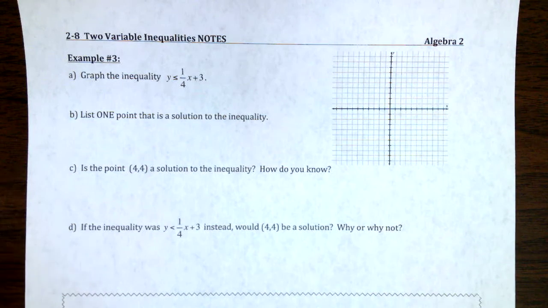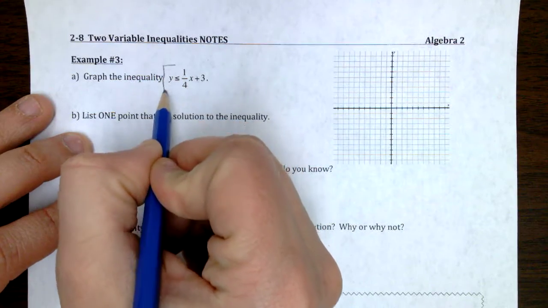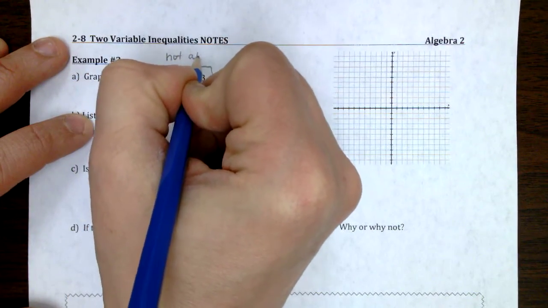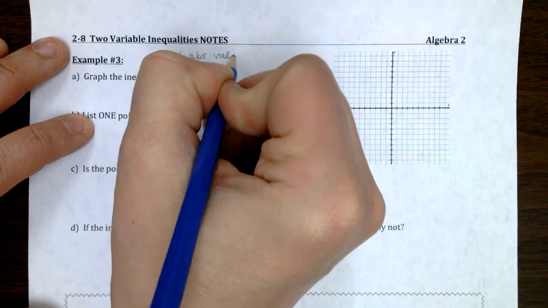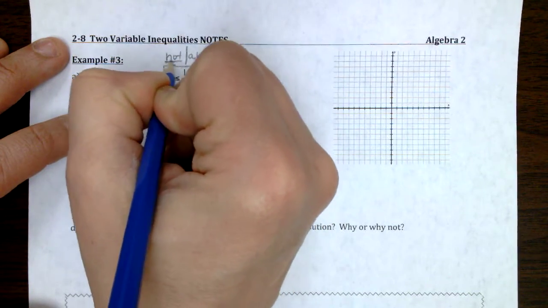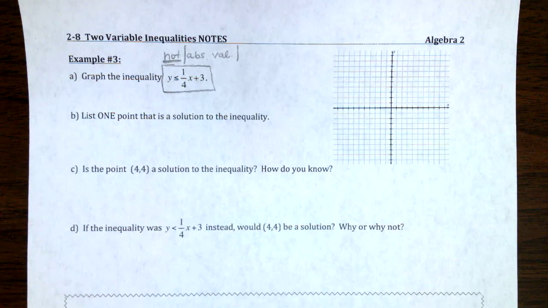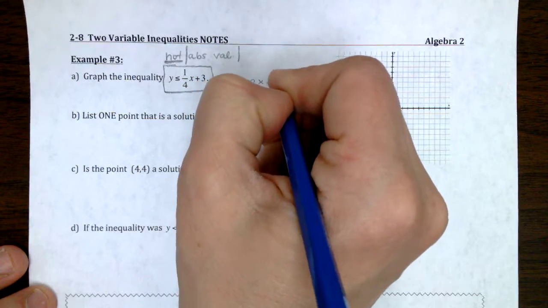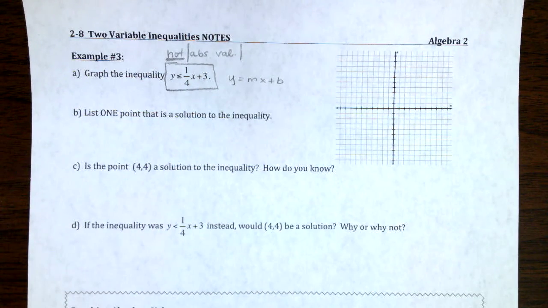All right, so we're going to first review graphing linear inequalities. So notice this has no absolute value. This is not absolute value, right? So if I look at this, I should see in my brain the mx plus b form, even though it's an inequality and even though I don't have letters of m and b, okay?